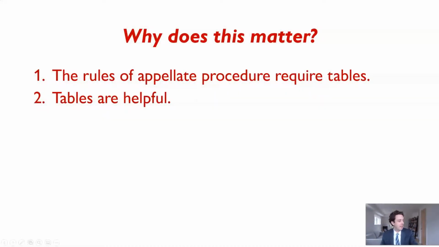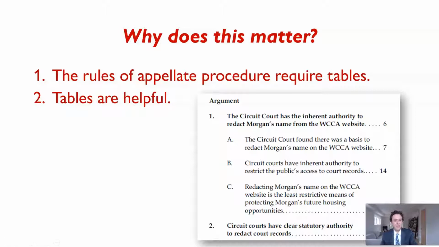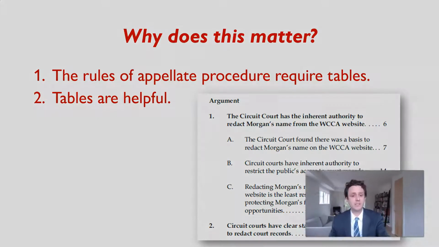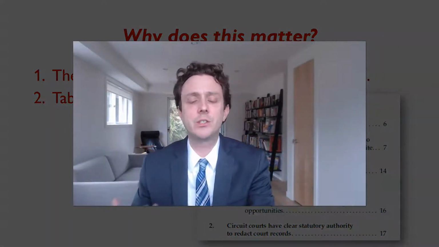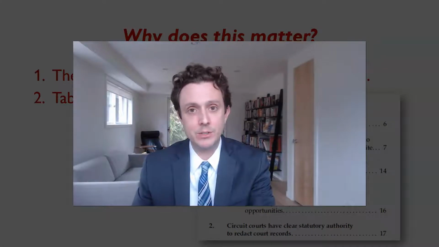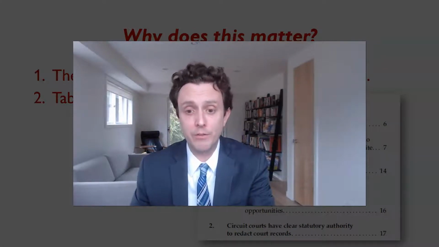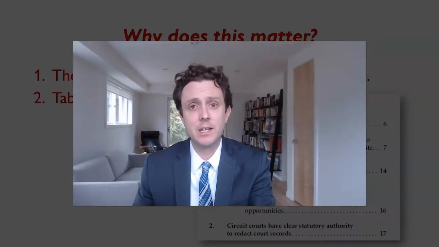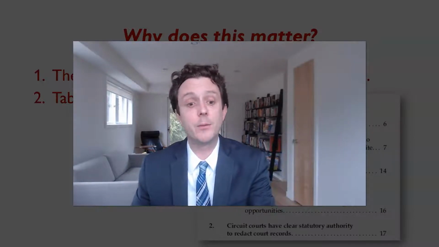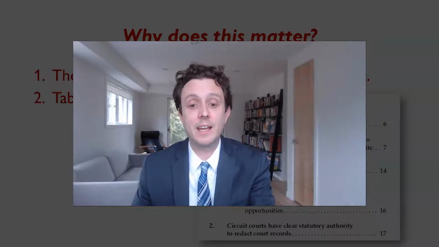And here's an example of the table of contents from a brief that we're actually going to be using today for practice. This is from a case called Morgan v. Circuit Court for Dane County, and it was an appeal before the Wisconsin Court of Appeals. The appeal started as an eviction case, but the landlord and the tenant settled before trial, with the tenant getting to stay in her apartment.